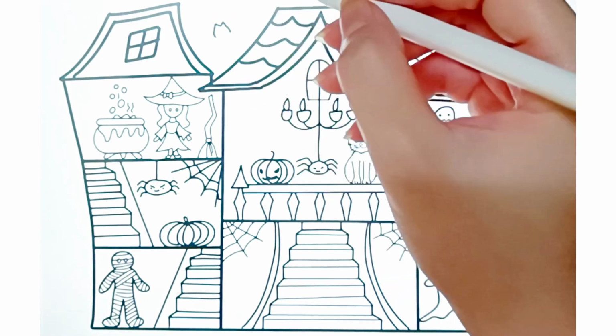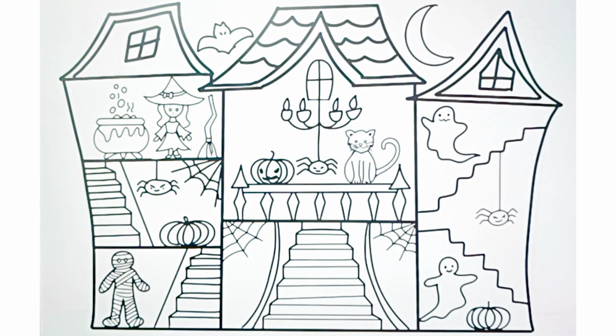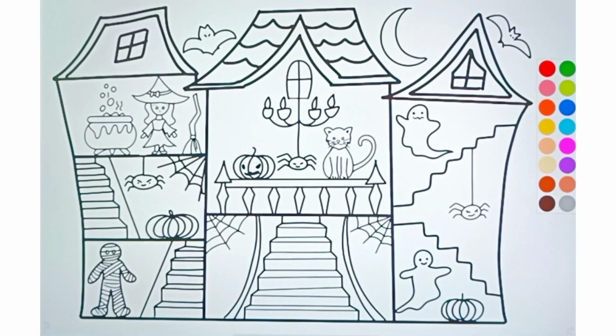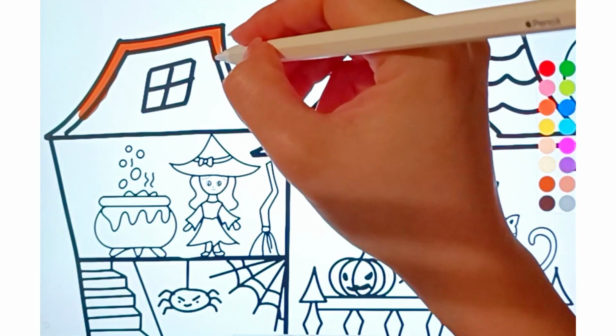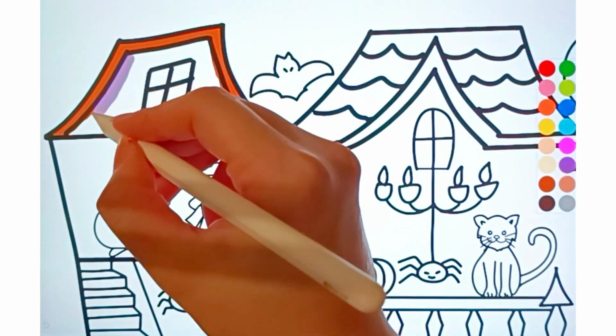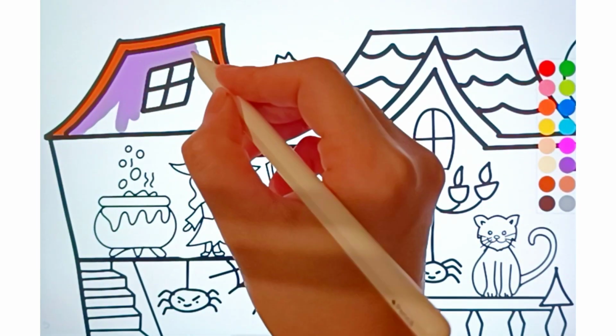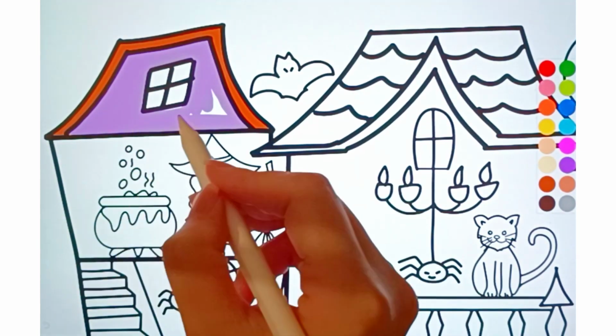It's time to color. Grab your markers and paints. Let's make this place glow with Halloween magic. While we color, let's talk about all the fun characters inside our spooky house. There are so many little secrets hiding here, and each one has a cool story behind it. Let's start with our little witch.